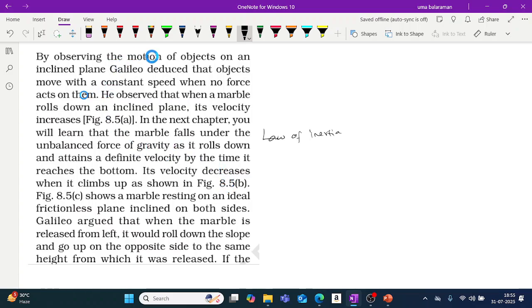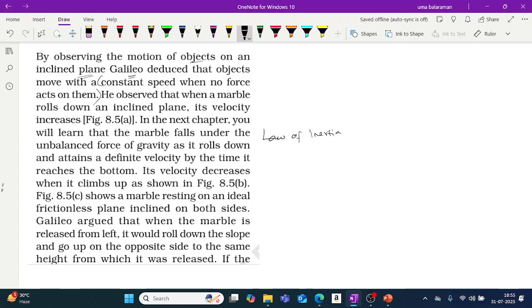So look at this. By observing the motion of objects on an inclined plane... Where do we see an inclined plane, ma'am? Wherever you see a ramp, in the shopping mall, where a wheelchair can go, it is all an inclined plane. Galileo did an extensive experiment on inclined planes. He deduced that objects move with a constant speed when no force acts on them.